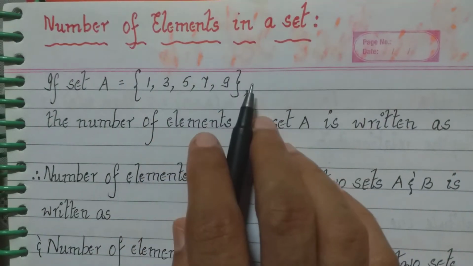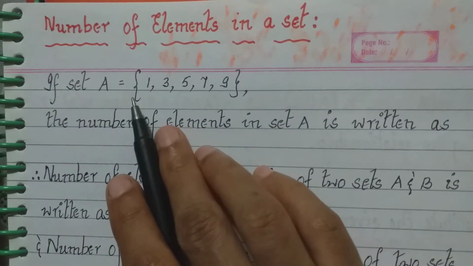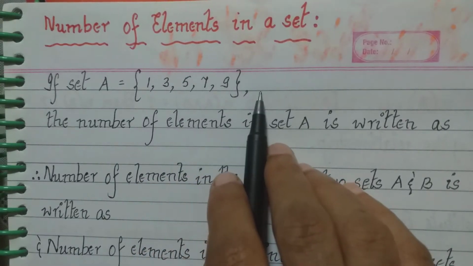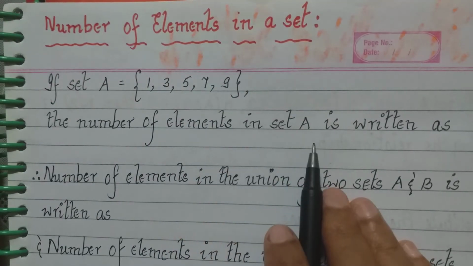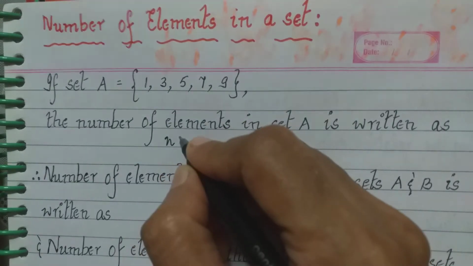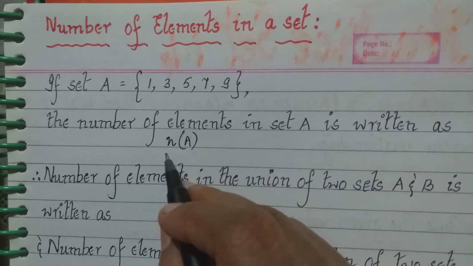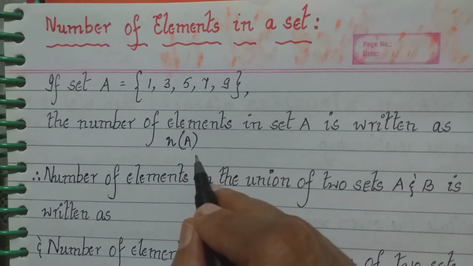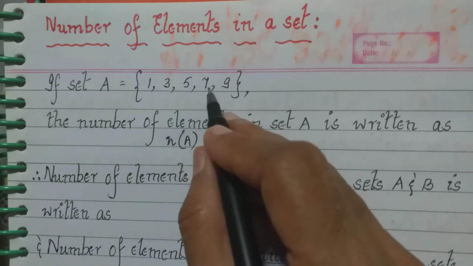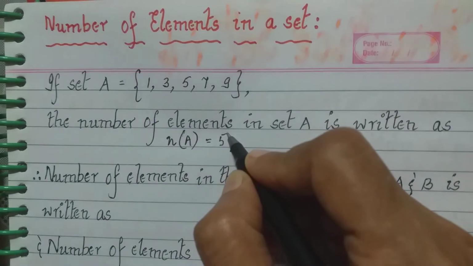Next we see how we represent the number of elements in a set. If we have a set A, where the elements are 1, 3, 5, 7 and 9, then the number of elements in set A is written as n of A. When we write n of A, it means the number of elements in set A. The number of elements in set A are 1, 2, 3, 4 and 5. We have 5 elements here, so n of A is equal to 5.